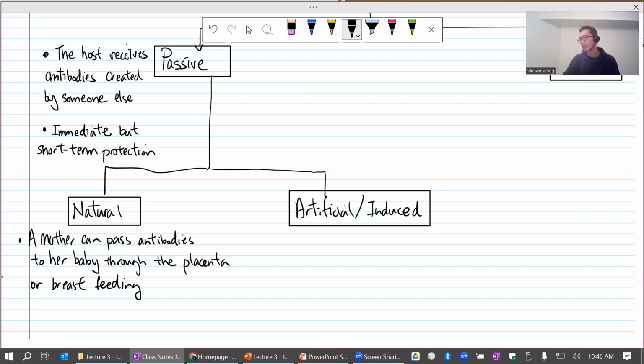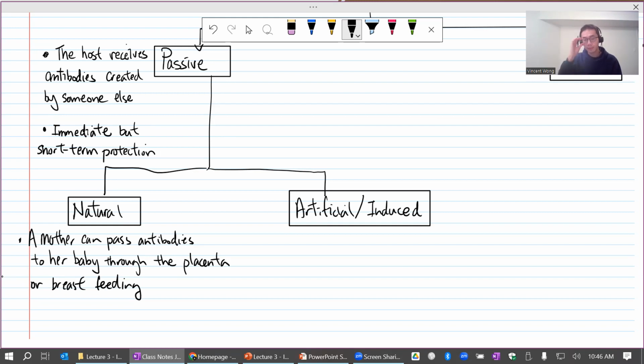Someone said, is insulin an example? No, not quite. Insulin is a hormone, so hormones don't really work that way. Not in the sense of immunity anyways. Everything okay about passive immunity?